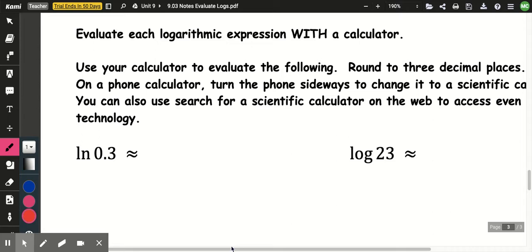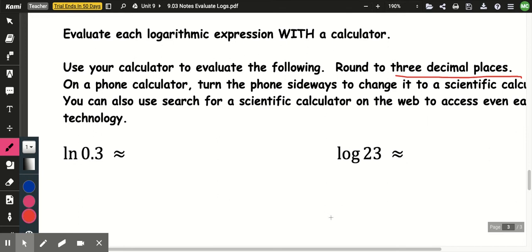There's also a scientific calculator that you can find just by doing a Google search or any kind of web search, and that one's actually pretty friendly to use. It would be a lot more similar to what we would be able to do in class. So anyway, we're going to use the calculator to evaluate these. We are going to be rounding to 3 decimal places. And then this is just some information about turning the phone. Okay, so here we go.